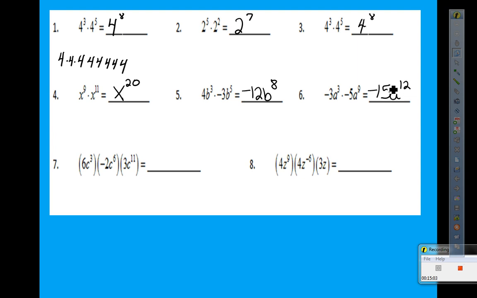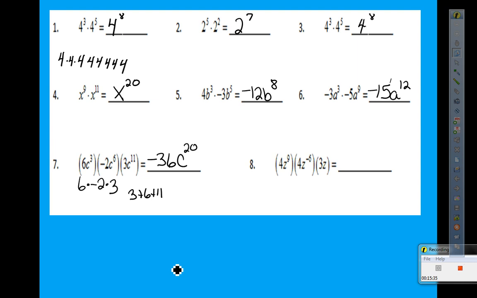Now, don't try to put this 15 in the denominator because it does have an exponent, but it's 1. So you can't touch that. Leave it where it is. Here's my number 7. I'm going to go 6 times negative 2 times 3, and I'm going to get negative 36. And then my bases are c, so to get my exponent of the c, I'm going to go 3 plus 6 plus 11 and get 20. And then we got it.